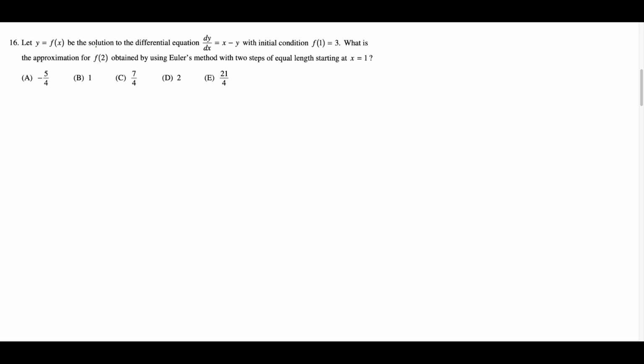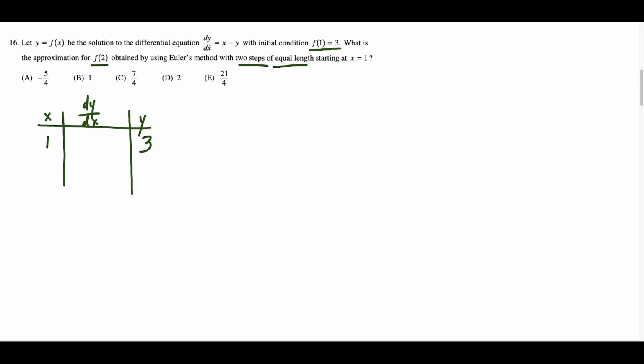So for question 16, we're going to use Euler's method, and we have two steps of equal length, and we want to approximate f of 2, and we're starting with f of 1 equals 3. So I highly recommend for these questions to make a little table, and we have x, we have dy dx, and then we have the y value here. And what we could do is we have x is equal to 1, y is equal to 3. We're just translating f of 1 equals 3 into the point form xy.